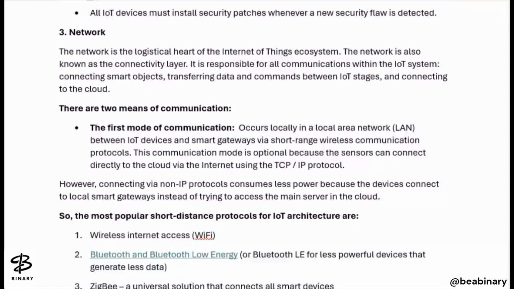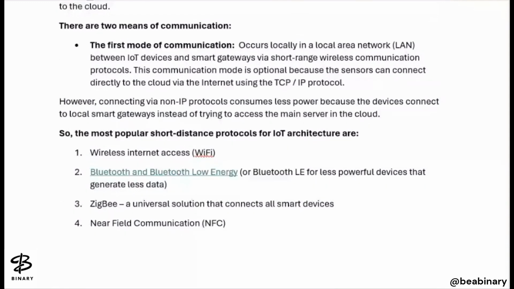So most popular short distance protocol for the IoT architectures are wireless internet access. So we will talk about all these in detail. Now, another is the Bluetooth and the Bluetooth low energy, right? Bluetooth low energy for the less powerful devices that generate less data. Zigbee, a universal solution that connects all the smart devices. The new near field communication, NFC, radio frequency identification, which you will read a lot in architecture, Sigfox.